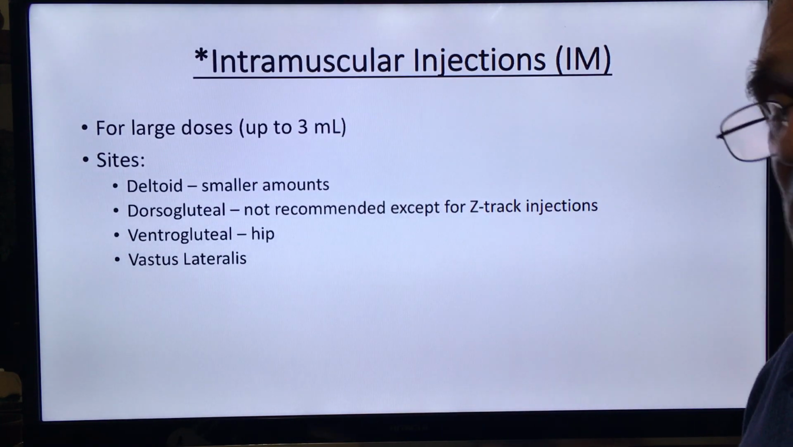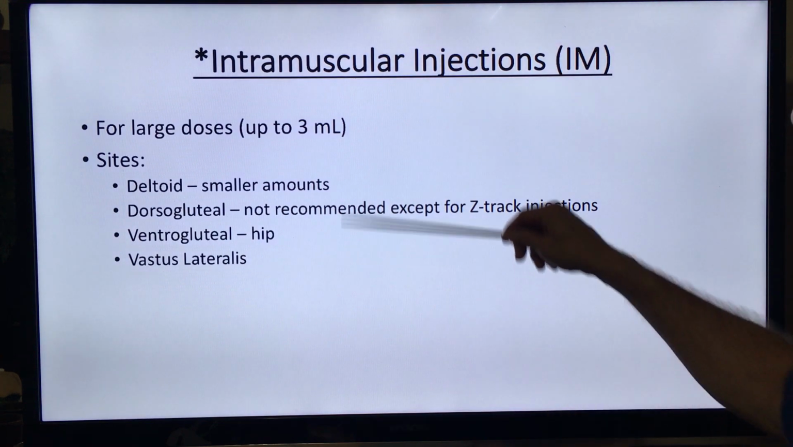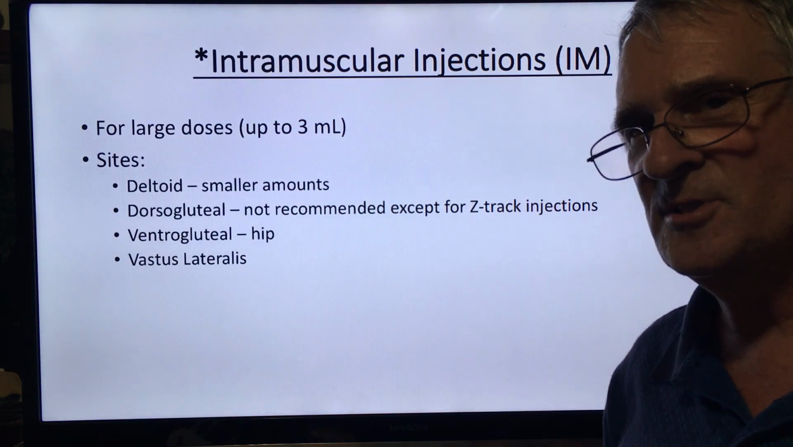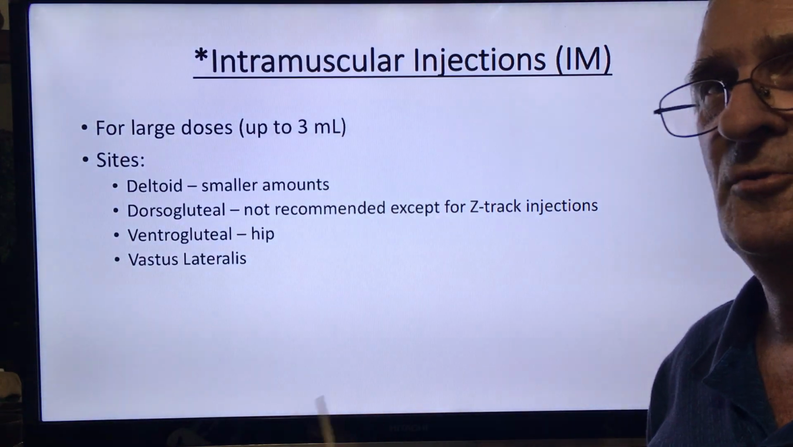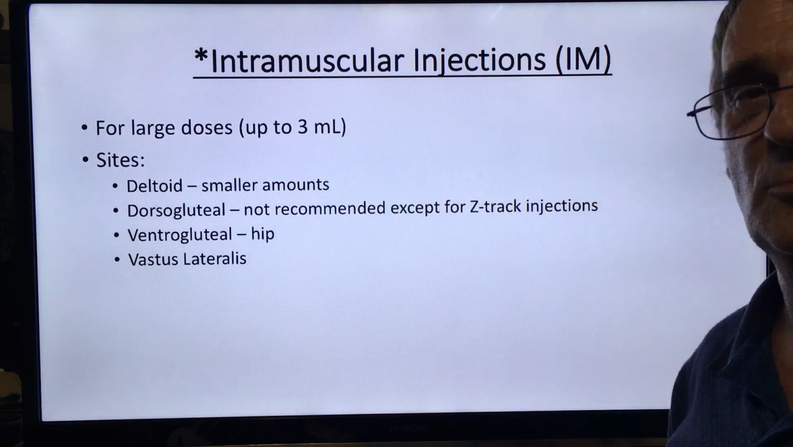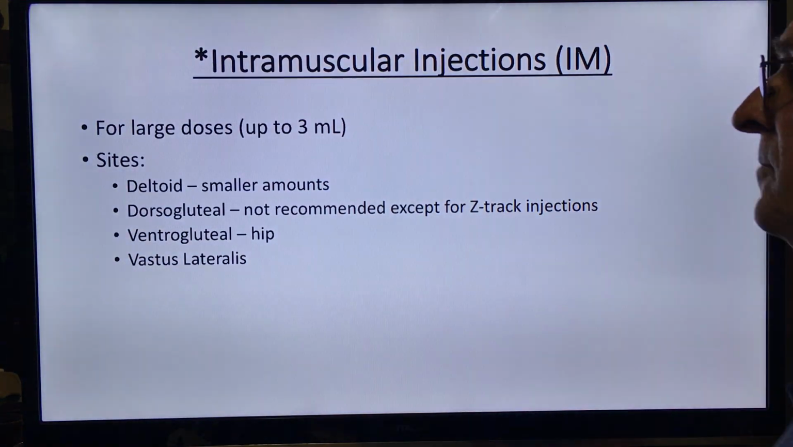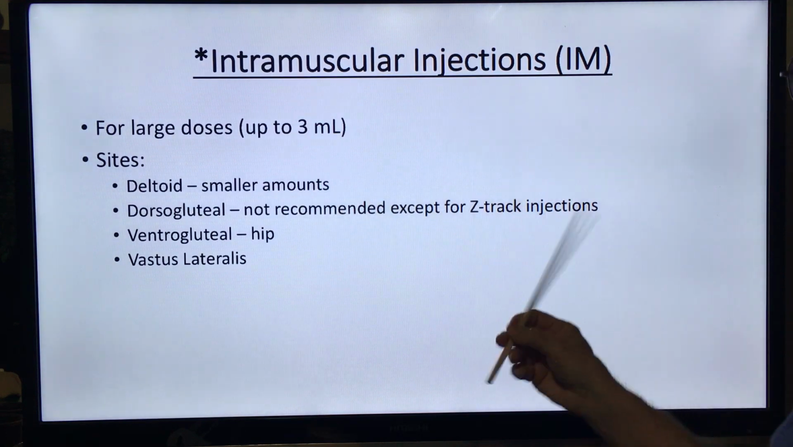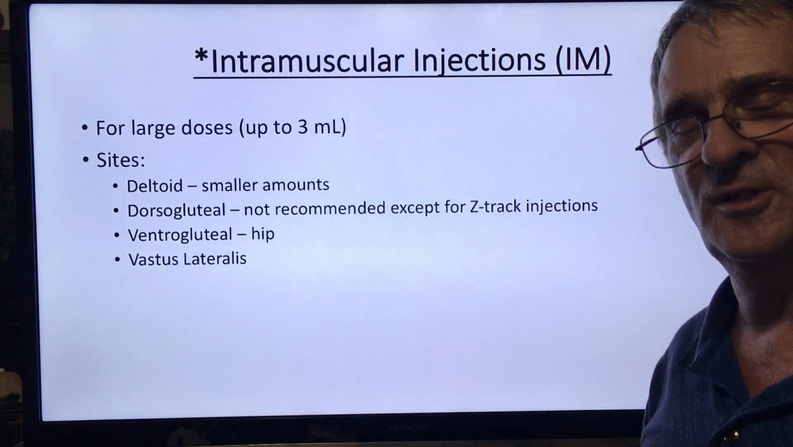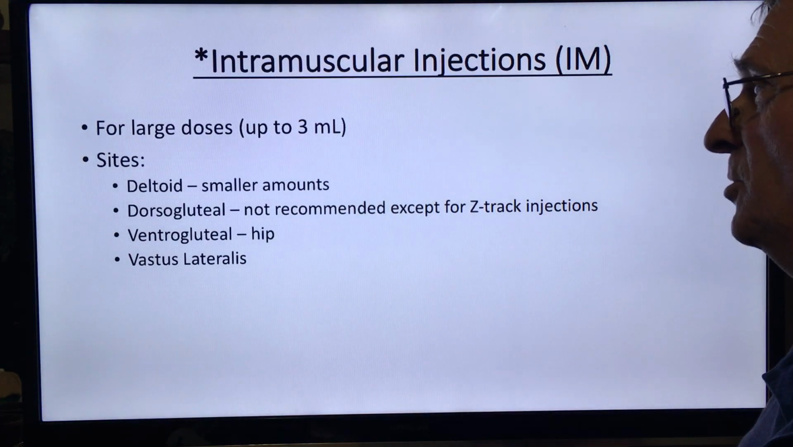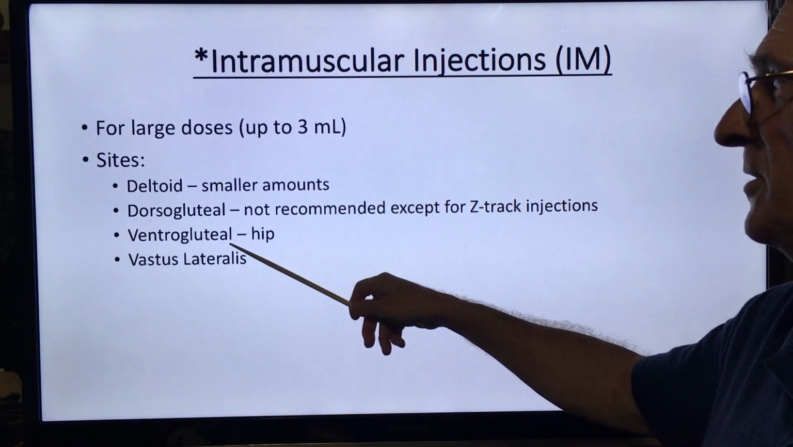Intramusculars for larger doses of medications. Again, the deltoid, and again, deltoid sizes vary. You see elderly patients who are skin and bones don't have a lot of muscle mass there, and it wouldn't be very good to give them a shot there. The dorsogluteal, again, not recommended unless you have to give a Z-Track injection, which we'll talk about in class. You can read about it in your book. Ventrogluteal is the most common.